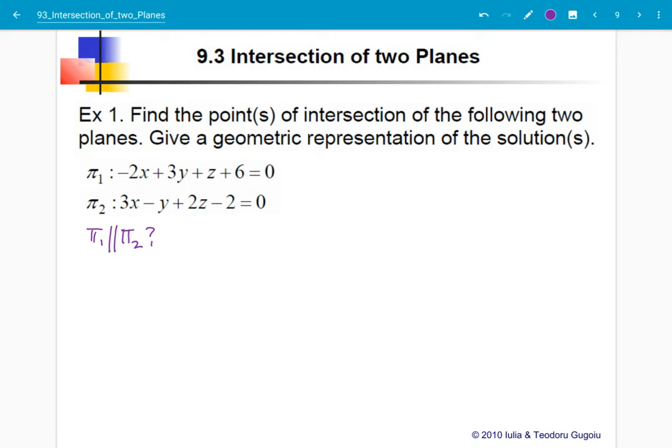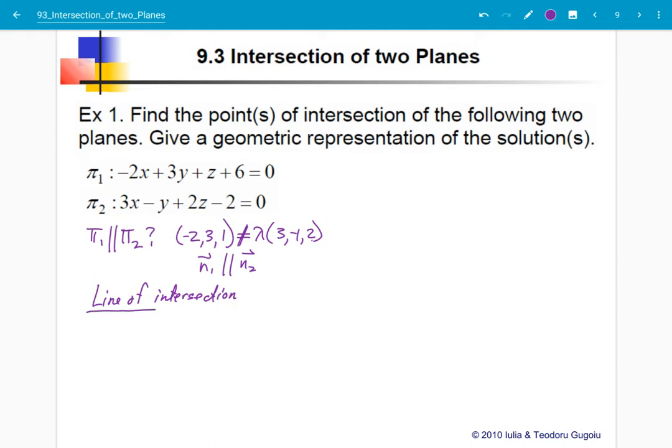So, -2, 3, and 1 is proportional to 3, -1, and 2. Is that true? No. Normal 1 is not parallel to normal 2. And here we know there will be a line of intersection. Okay, so we've already interpreted the geometry, a geometric representation. So there's a line of intersection. We need to go ahead and solve the two equations.